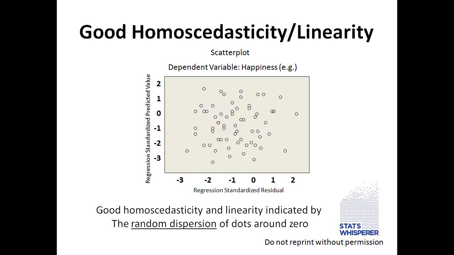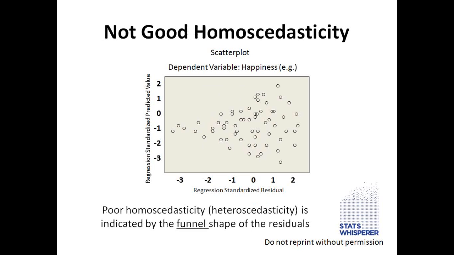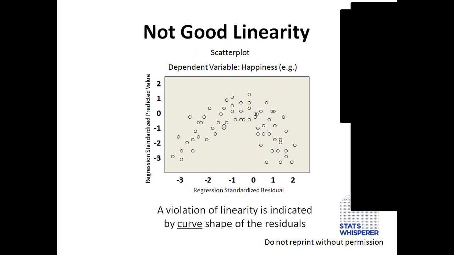There's good homoscedasticity and linearity if there's a random dispersion of scores around the zero. See, it's all just scattered out, and that's a good thing. Now, if it's not scattered and there's a funnel shape like this, that's not good homoscedasticity, and that's referred to as heteroscedasticity. So if you get the funnel shape, that's not good. But if you have the dispersion, that is good. And that's usually what comes up, for me anyway.